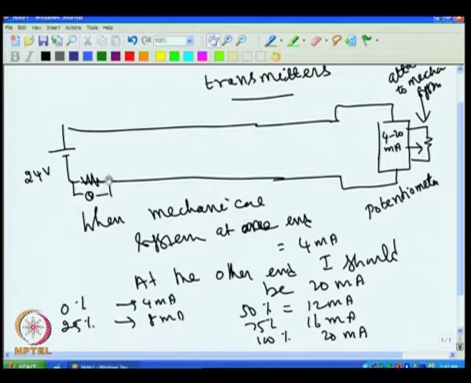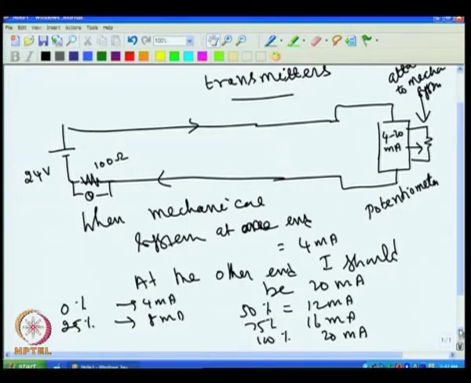If for example it is a 100 ohm resistance, they normally connect up to 600 ohms. With a 100 ohm resistance, if there is a 4 milliampere current through this, then you will get 0.4 volt, indicating it is at 0%. If it is 12 milliampere through this, then it will be 1.2 volt, indicating that the mechanical system is at 50% level, halfway through. Like that normally it is done.